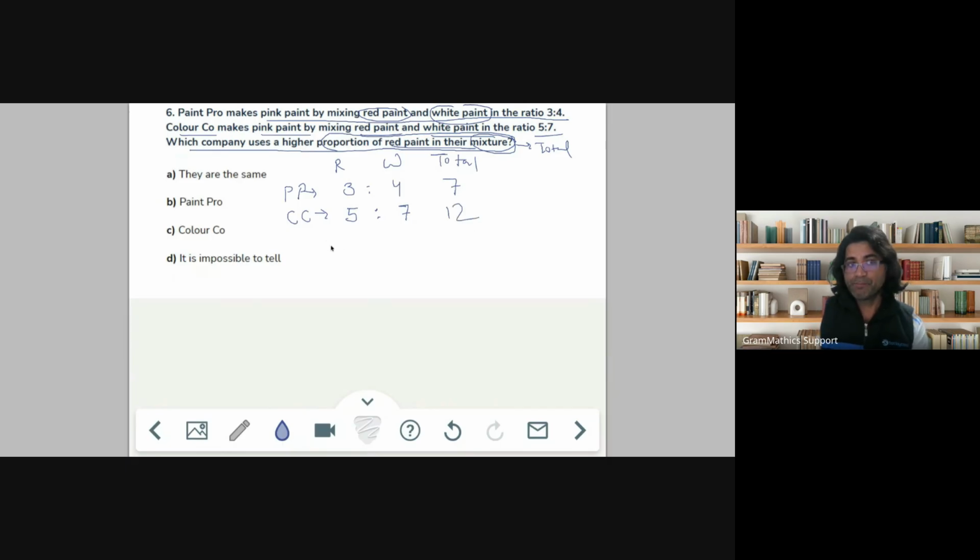Which means for PP, the proportion of red paint in mixture would be 3 divided by 7, because 7 is the total. Red is 3 out of that 7. Remaining is white. And in the other company, the red is 5 divided by 12. One way that you normally do to compare two fractions is make the denominators equal, right? I will do it in two methods here.